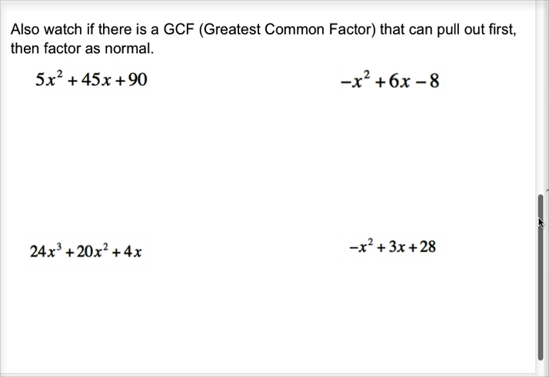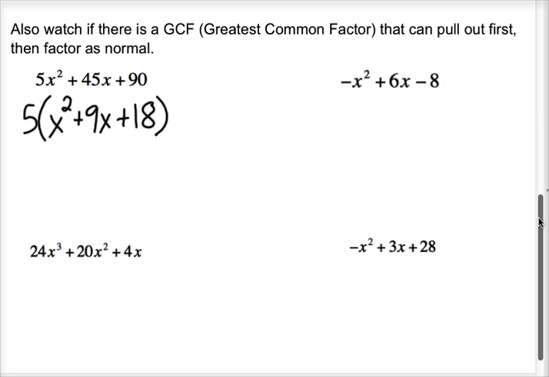Something you may notice is all of those numbers, the 5, the 45, and the 90, all of those are divisible by 5. So I'm going to pull that 5 out right away. I'm going to factor out that 5 as the greatest common factor. So 5x squared, dividing that 5 out, leaves me with just x squared. 45x, I'm dividing 5 out. Well, 45 divided by 5 is 9, so that gives me 9x. 90 divided by 5 gives me 18.